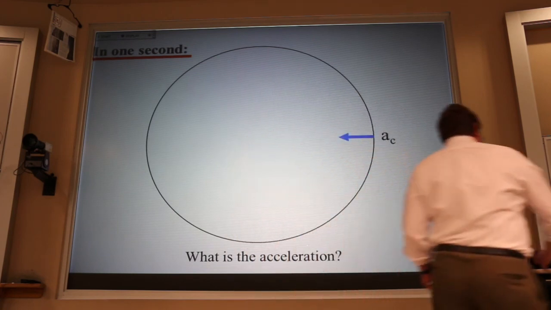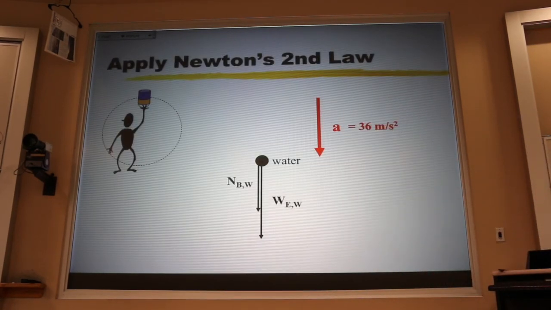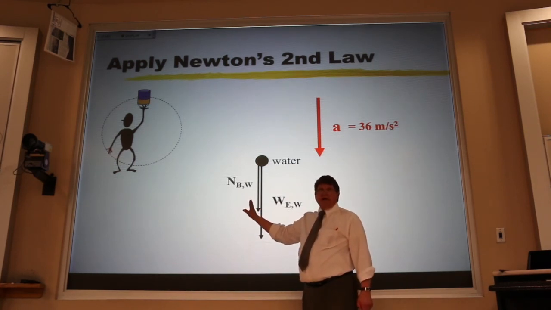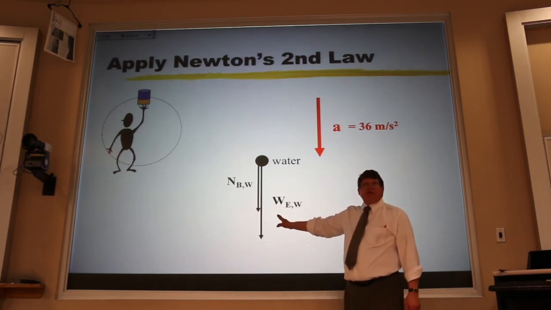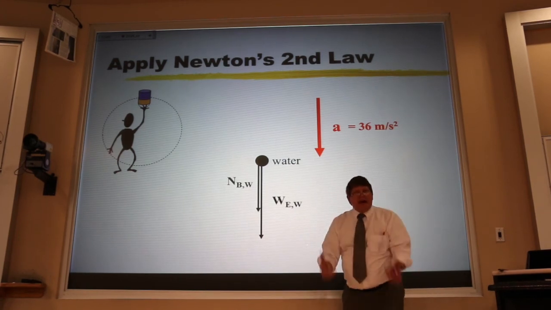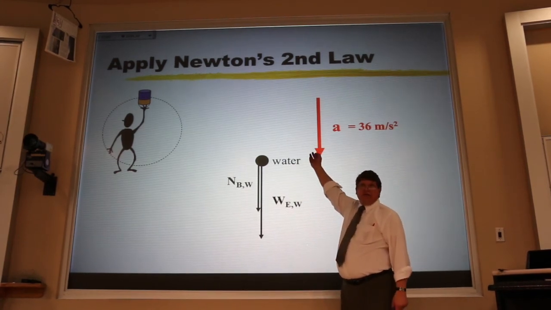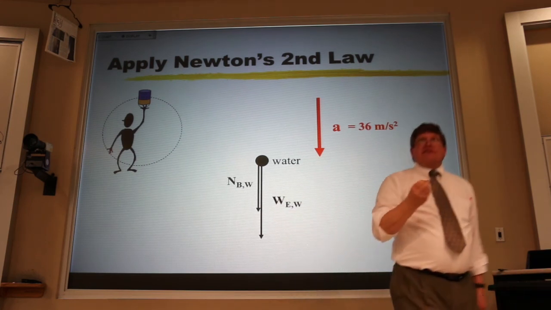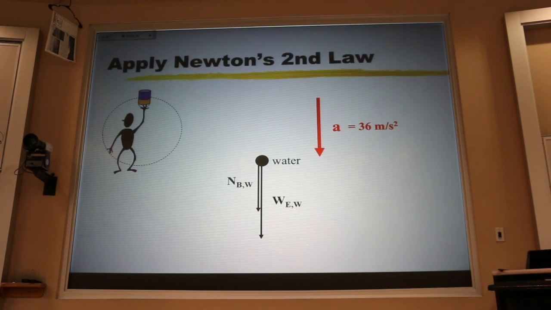Now, if I look at that acceleration, part of it is caused by this normal force by the bucket pushing down, and part of it is caused by the weight. It's the net, or the total force, that causes this acceleration. So it's part of each. But the acceleration is just the v squared over r. Now, the net force, if I've got 1 kilogram of water, is 1 times 36, or 36 newtons. The weight of 1 kilogram of water is 10 newtons.